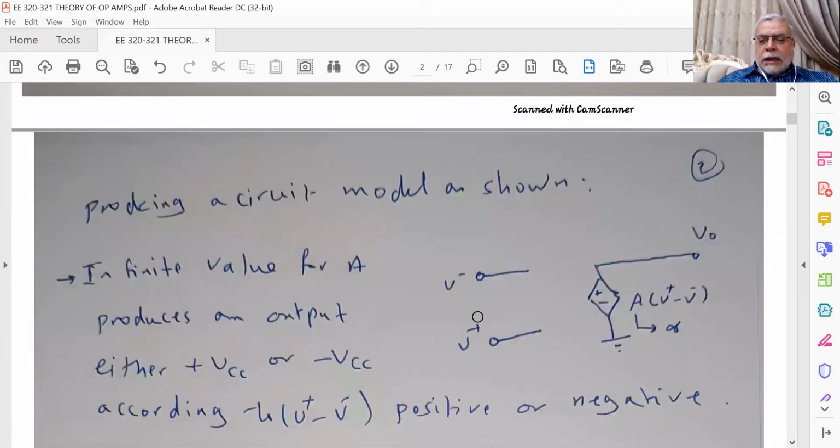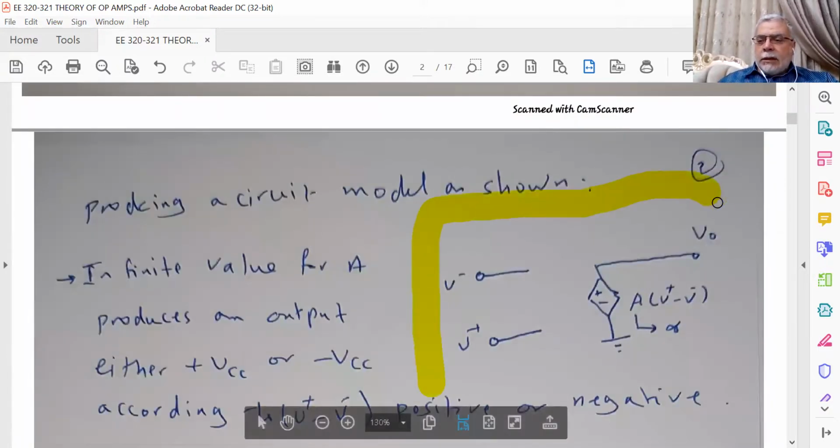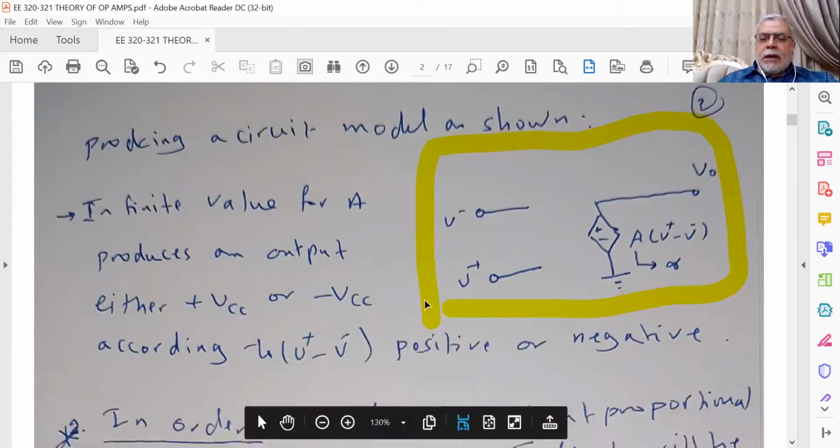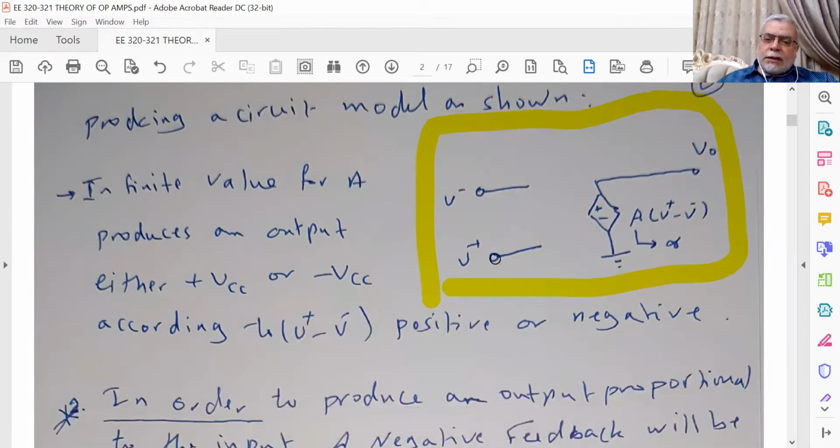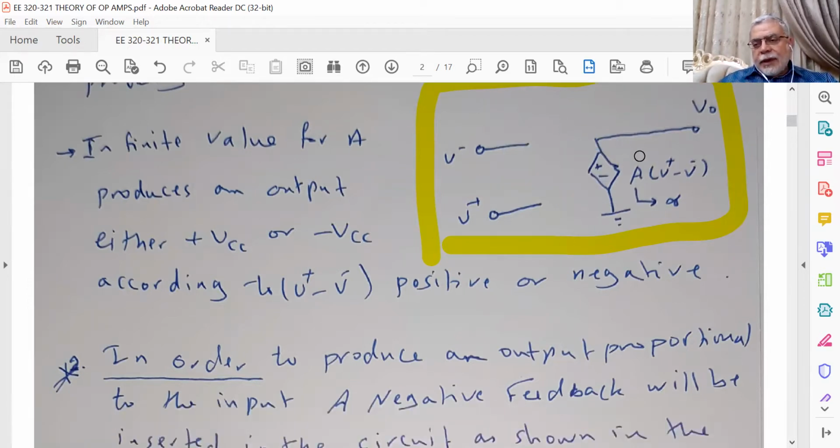So the model of an ideal op-amp تقريبا will be like this. Here we have the two inputs V minus and V plus, open circuit between them. This is the dependent or the controlled voltage source representing the gain A (V plus minus V minus) to produce the output voltage with an output resistance equal to 0. So this is the ideal model of the operational amplifier with A infinity.